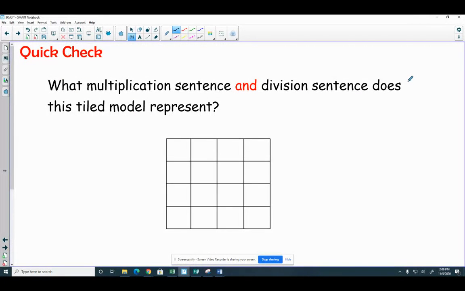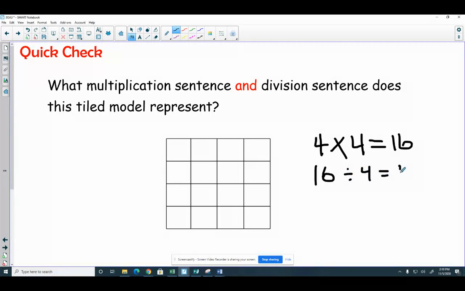If you'll pause the video one last time and write a multiplication sentence and a division sentence that this tile model represents, and then check back with me. So a multiplication sentence would be there's 4 rows of 4, and that equals 16. The division sentence is your total amount, all of your tiles put together, fit into rows of 4, means there's going to be 4 in each row.